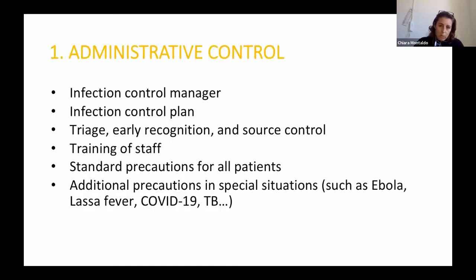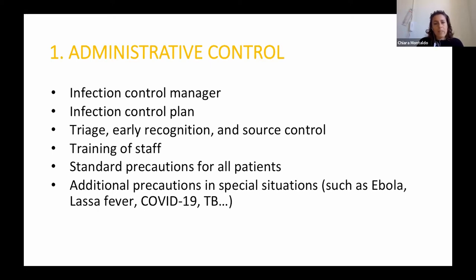So the administrative control involves different activities which are essential to implement a good IPC in a health structure. It is very important to define someone who is responsible for IPC, an infection control manager, I call it here. So someone who doesn't need to do everything, but needs to manage everything, to coordinate all the activities to be implemented in terms of infection control. It's important that this manager ensures that there is an infection control plan, and this plan is updated and adapted to the context. And it should normally be updated quite often, because the ecology of the bacteria, of the resistance, changes, as we will see during this workshop. So it should be a living document. It should not be something written and then forgotten.